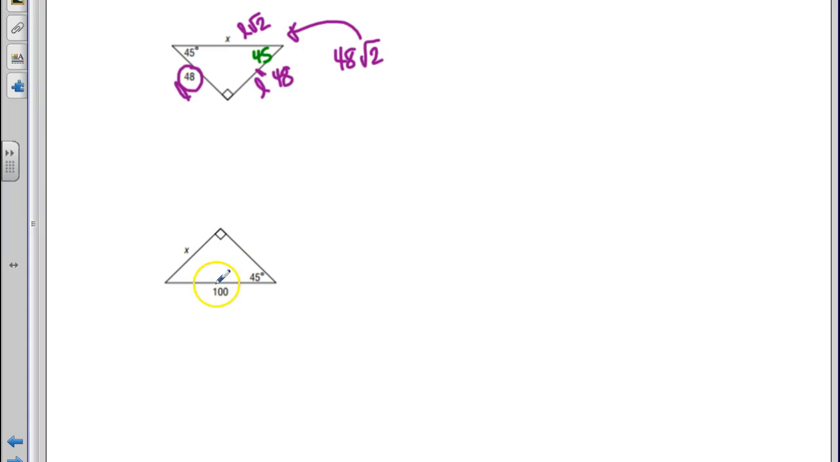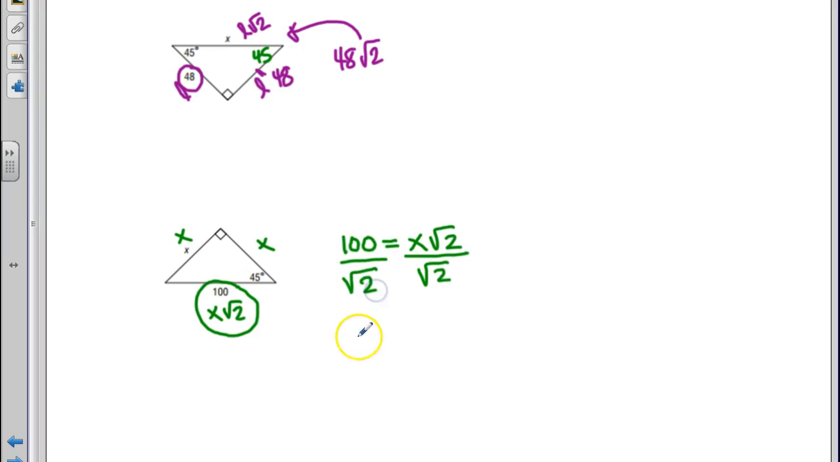All right, so what did they give us here? They gave us the hypotenuse, didn't they? So this is x, this is x, this is x times the square root of 2. All right, we need to set these equal to each other and figure out what x is. We're trying to solve for x so we know these side lengths. All right, so 100 equals x times the square root of 2. Solving for x, we divide by the square root of 2.